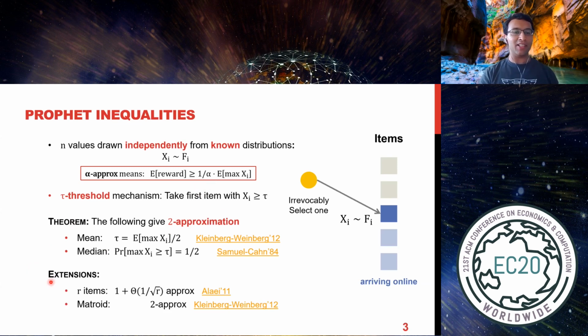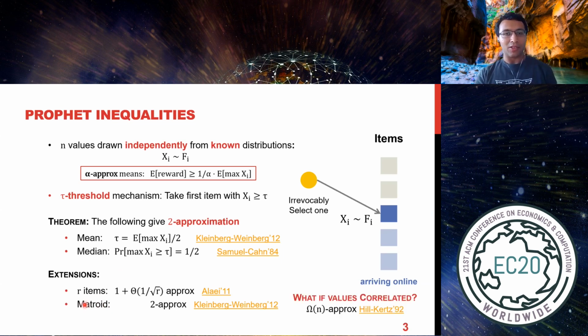And there are even many extensions. In particular, suppose that rather than buying one house, you were buying R houses. That makes the problem easier, because you have somewhat more flexibility, and the approximation ratio tends towards 1 as R becomes larger. This was a result of Alaei from 2011. People have also studied matroid versions of the problem, where you can get a 2 approximation. There are many other variants, such as results on packing constraints, arbitrary constraints, and many other settings.